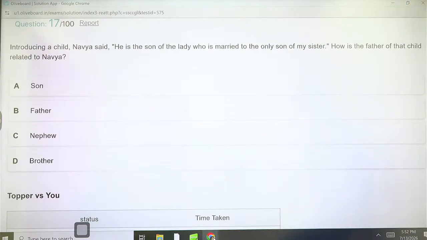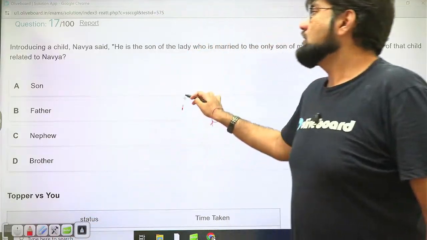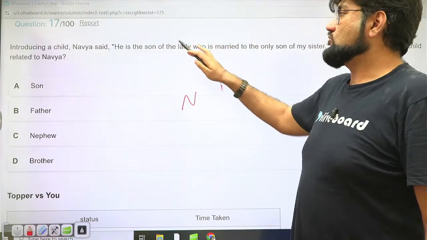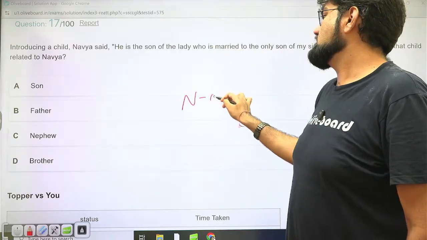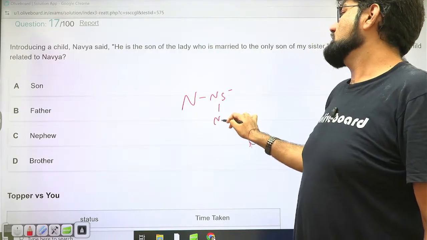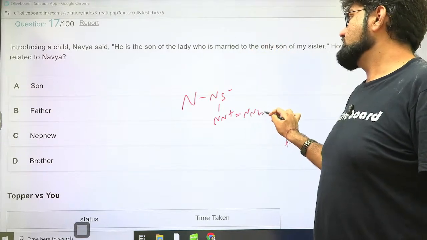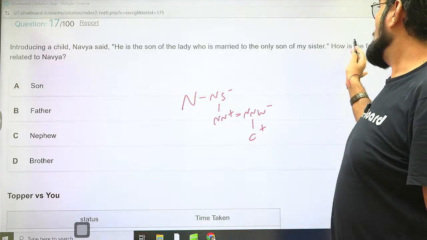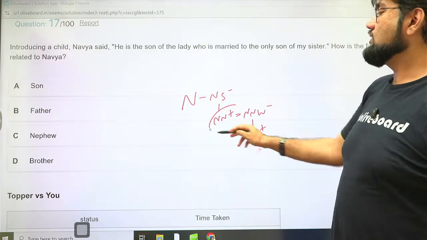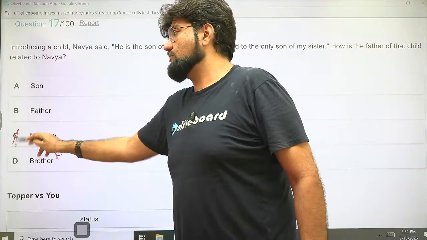Introducing a child, Navya said. So we'll start with Navya, the speaker. The child is a boy, the son of the lady who is married to the only son of my sister, Navya's sister. Only son means Navya's nephew. So Navya's nephew's wife, and he is the son. So the child is the son. Now, how is the father of that child related to Navya? Navya's sister's son, that means Navya's nephew.